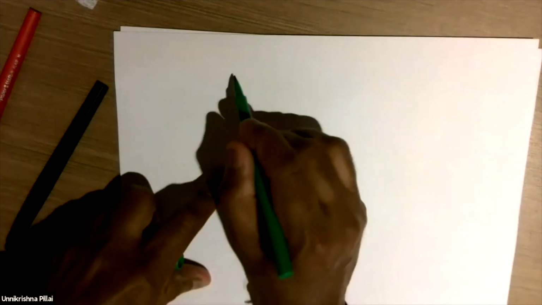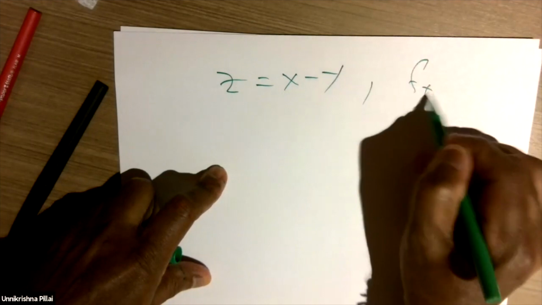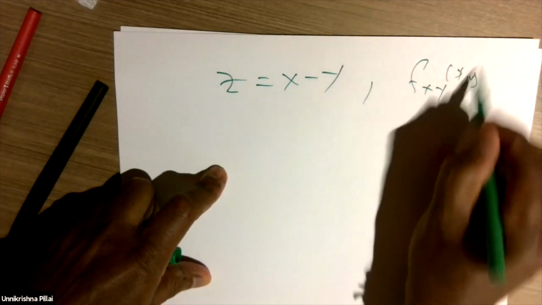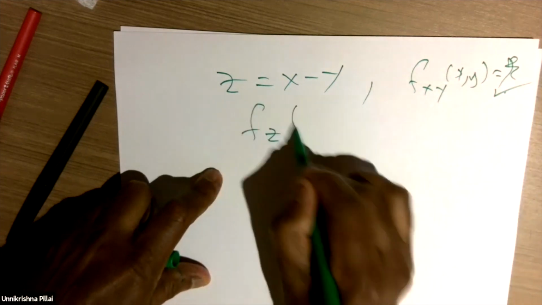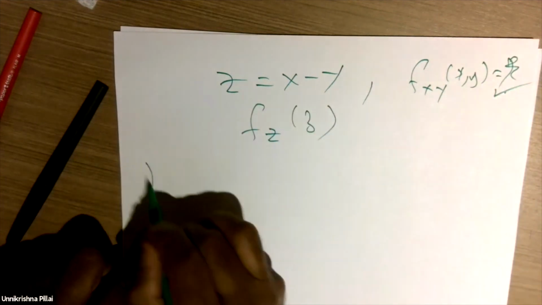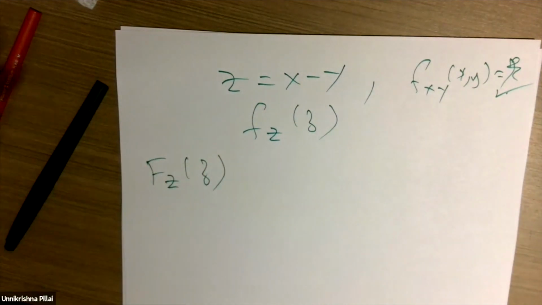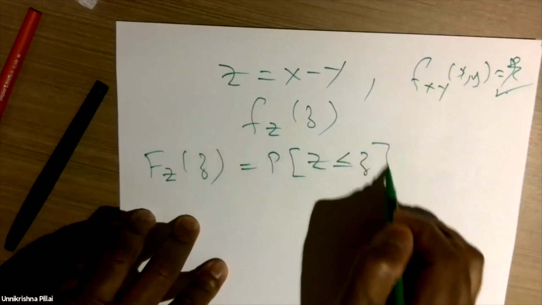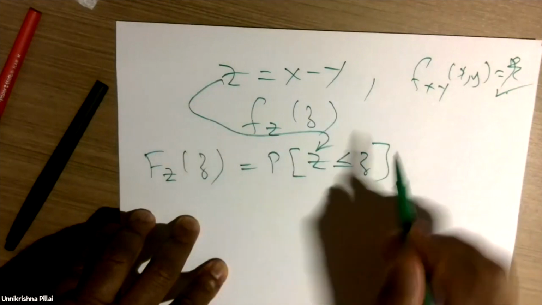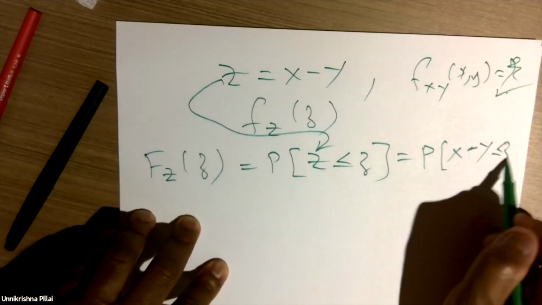So let's look at the next problem. Again, the problem is X minus Y. We are given the joint density function. The question is, what is f_Z? So I would start with the distribution function. Everything is physical. You start from the fundamental steps. By definition, this is the probability of Z less than or equal to z. But Z is given to be X minus Y, so this is X minus Y less than or equal to z.